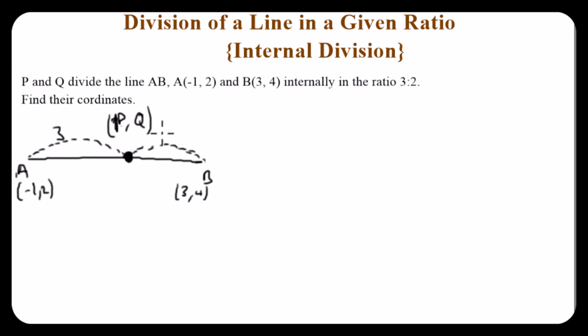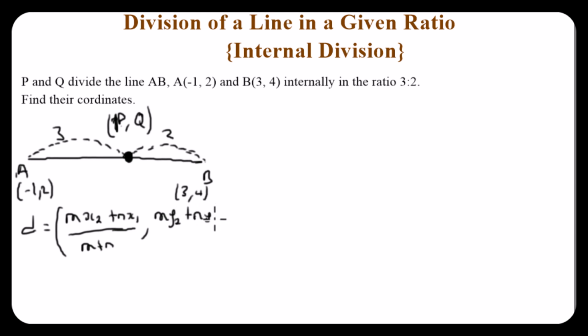Now the next thing after sketching is to write the formula. Our division formula would be (mx2 + nx1) over (m + n), comma, (my2 + ny1) over (m + n). After writing this, we can deduce which one is our x1 and x2 and which one is our y1 and y2. Let's take point A as the ones. So let this be my x1, let this be my y1, and let this be my x2, let this be my y2.